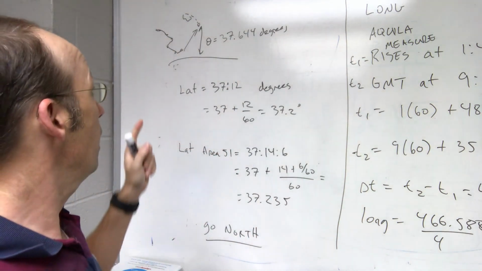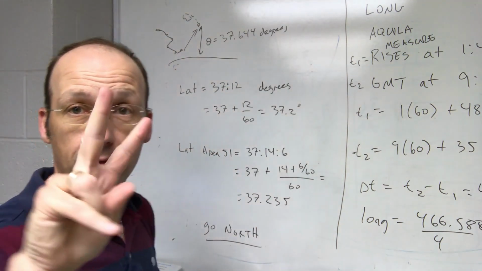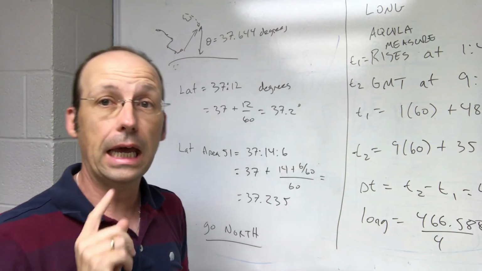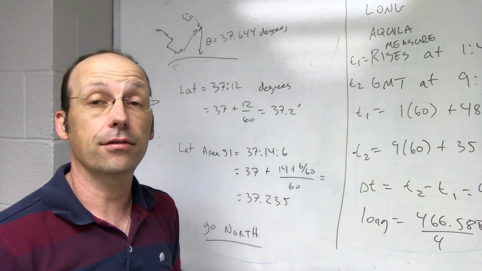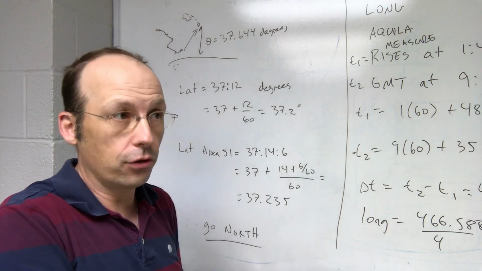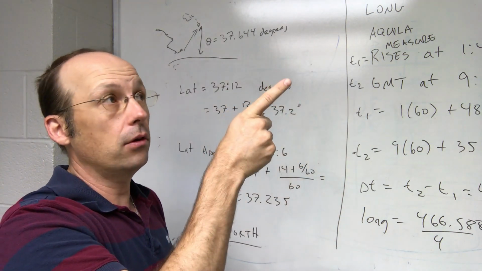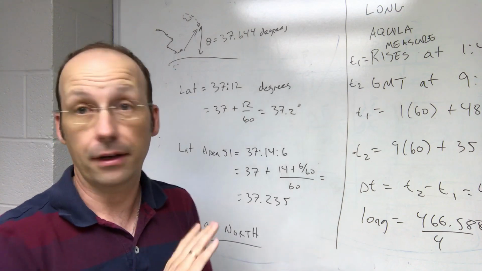Okay, so we have two things that we have to deal with: longitude and latitude. So latitude is the easiest. To determine your latitude, really you just measure the angle of the North Star above the horizon, and that's it.